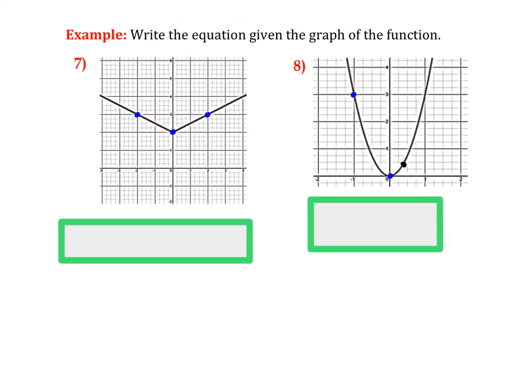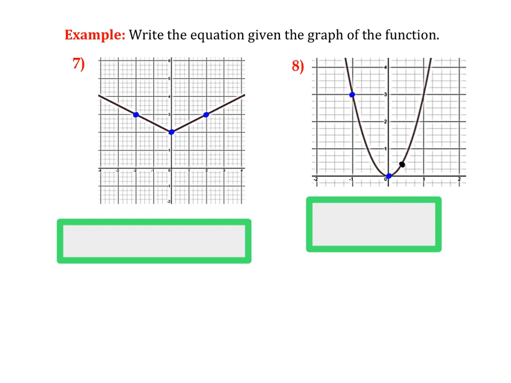All right, 7 and 8, this is where we kind of get a little dicey. So this is when stretches and compressions will start to manifest here. On number 7, just by the shape, I know it's going to be an absolute value. But absolute value graphs, they normally go up 1 and over 1. So if that was the case here, I should expect to see points like this in green. But clearly that's not the case.